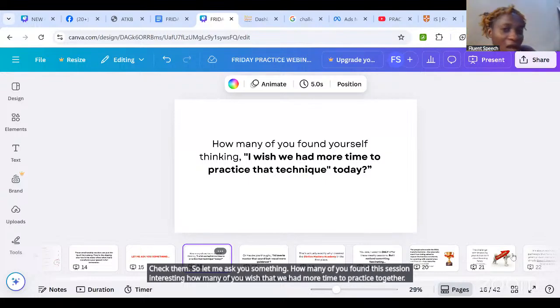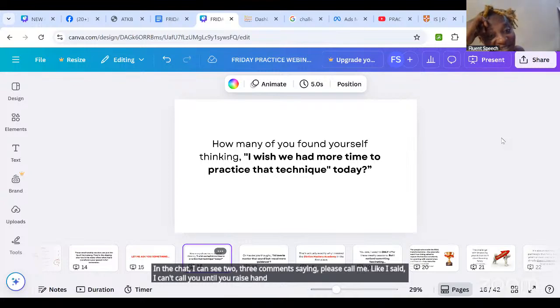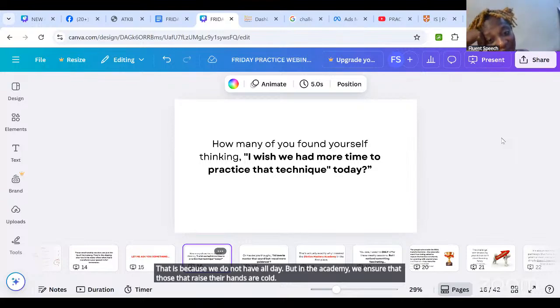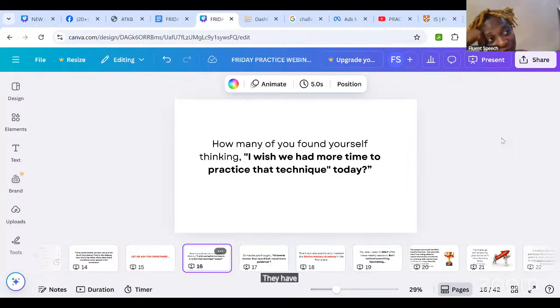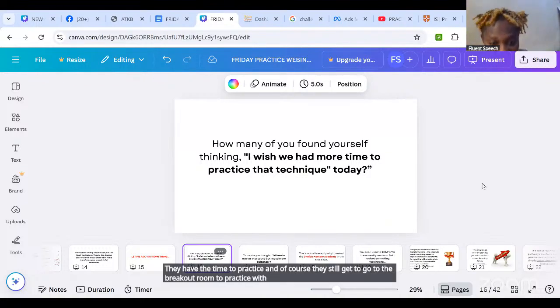In the chat, I can see two or three comments saying, please call me. Like I said, I can't call you until you raise your hand, and there are still a lot of people raising hands that have not been called. That is because we do not have all day. But in the academy, we ensure that those that raise their hands are called. They have the time to practice. And of course, they still get to go to the breakout room to practice with other participants.